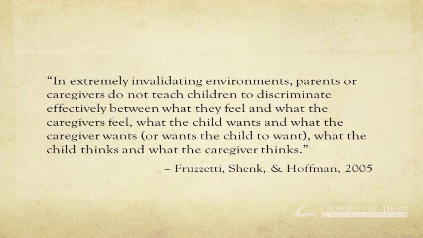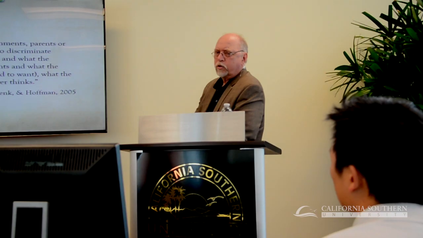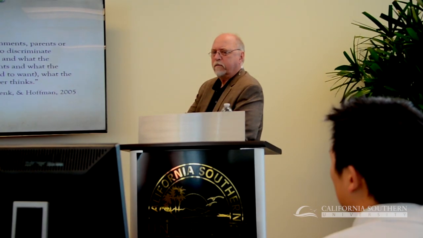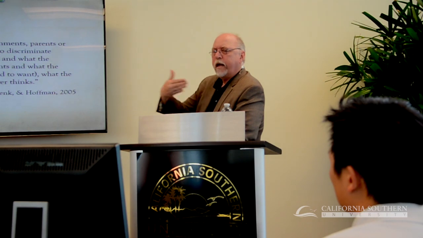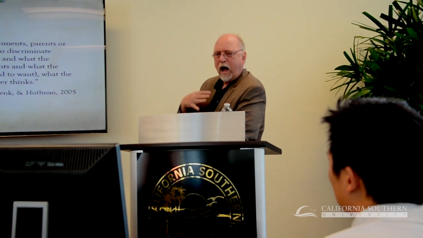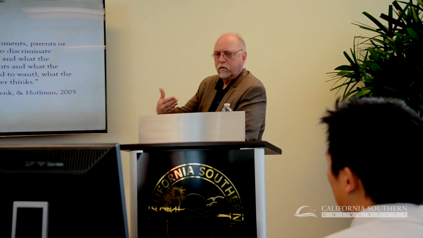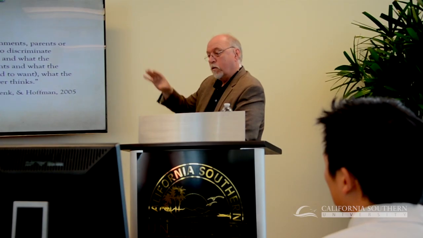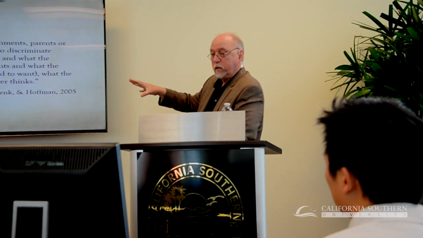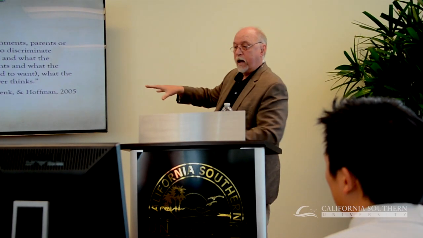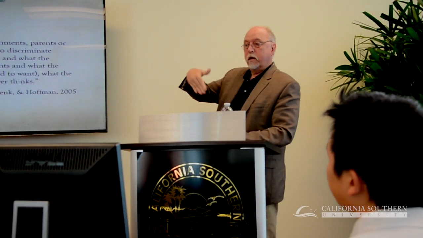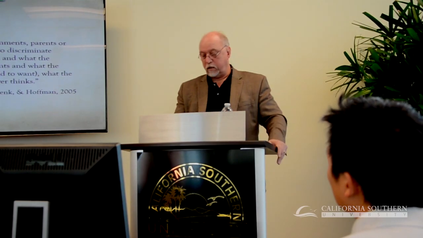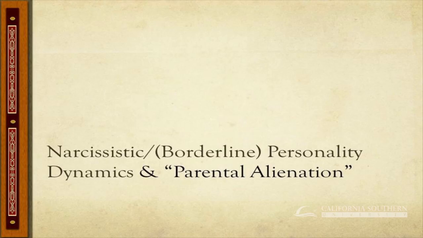Fruzzetti, Schenck, and Hoffman described the profound effects that the invalidating environment can have on a child. In extremely invalidating environments, parents or caregivers do not teach children to discriminate effectively between what they feel and what the caregivers feel. What the child wants and what the caregiver wants, or wants the child to want. What the child thinks and what the caregiver thinks. Now, within family systems literature, this was referred to as enmeshment. With a borderline personality or narcissistic borderline, this is the invalidating environment in which the child's authentic experience is nullified.